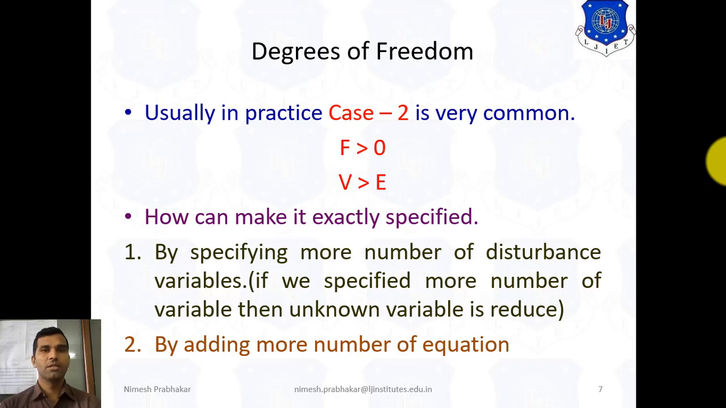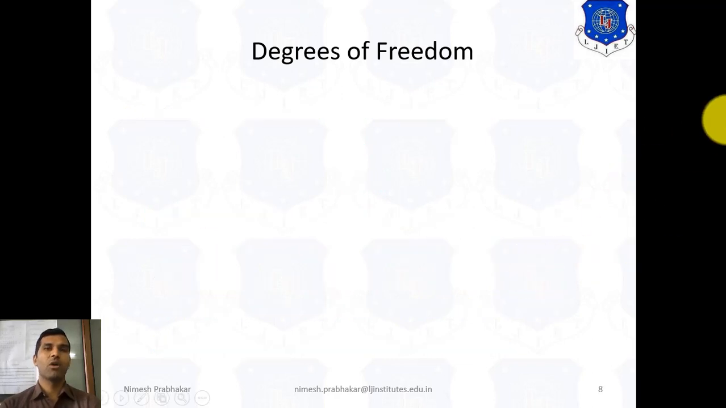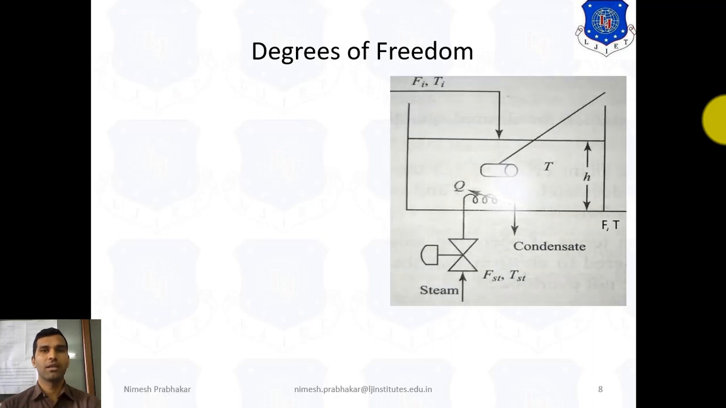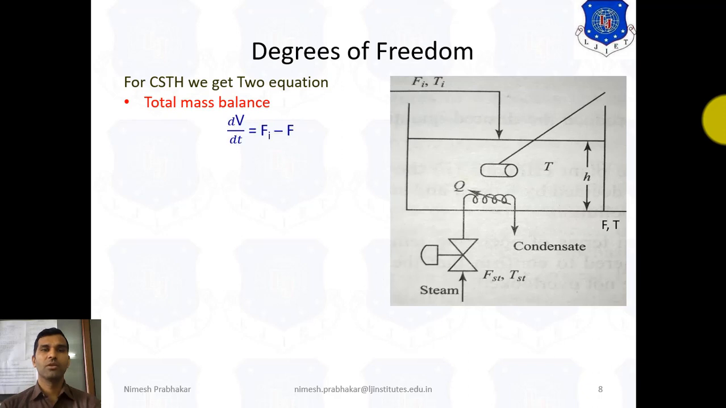Now to understand these 2 cases, we take the example of a continuously stirred tank heater. In this system we have 2 equations as we discussed in the last lecture. The first one is for the total mass balance and the second equation is for the total energy balance. So here we have 2 equations. So E is equal to 2.